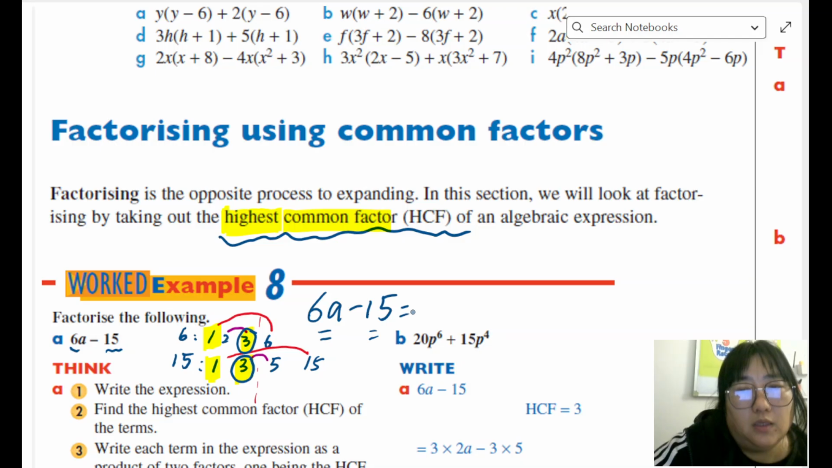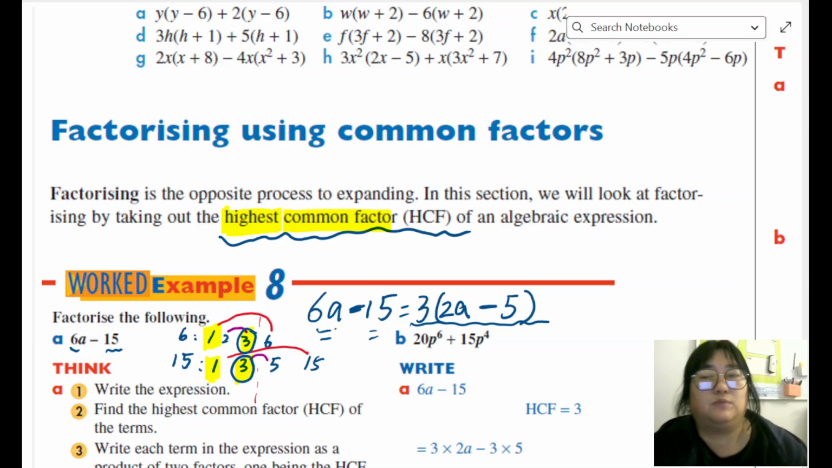So we write down 3 outside the bracket. Then in the bracket, I will use 6a divided by 3. 6 divided by 3 is 2a, and 15 divided by 3 is 5. Then I copy down the negative symbol here. So this is my factorized result.